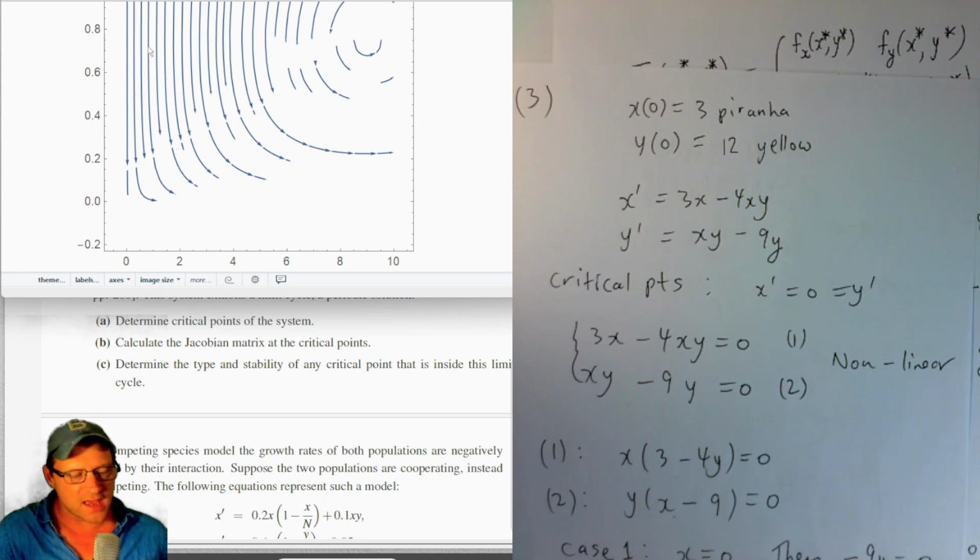that would say that the number of electric yellows would decrease in population, going down, while the number of piranhas increases, and then eventually it would come up, and those population numbers would oscillate around the center.